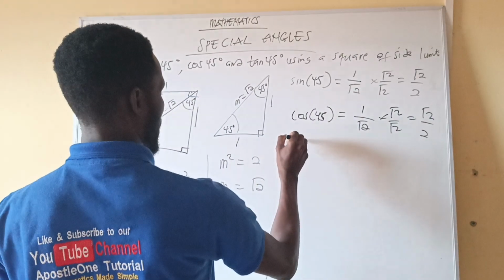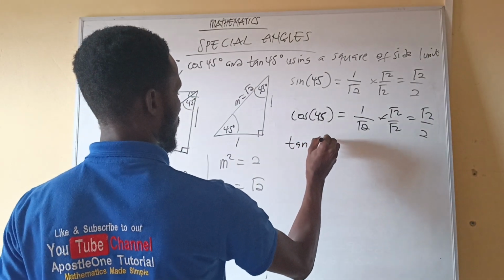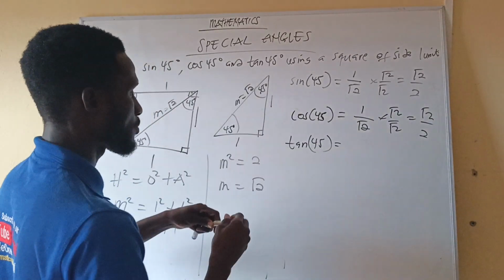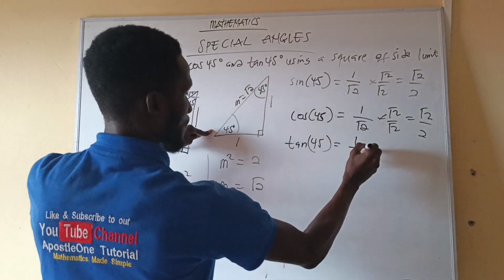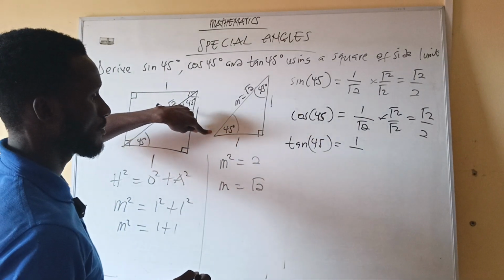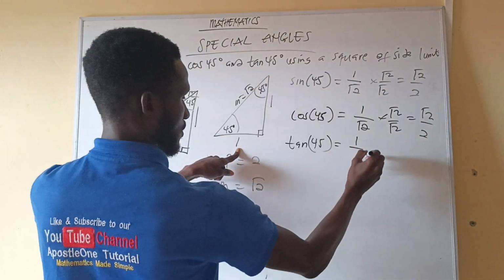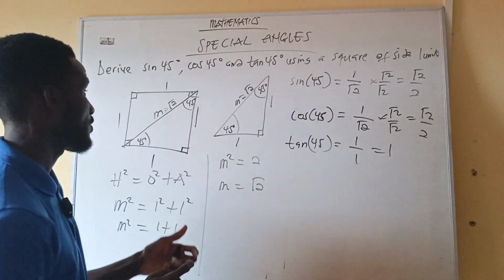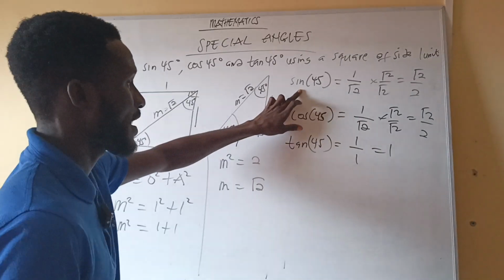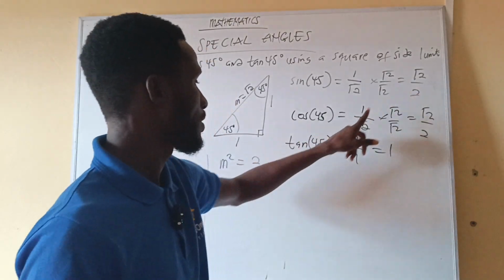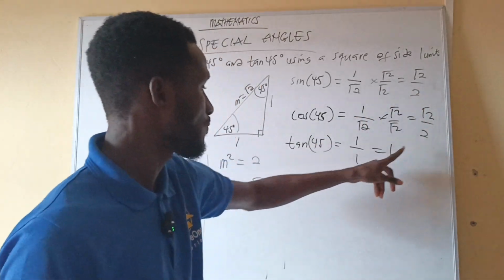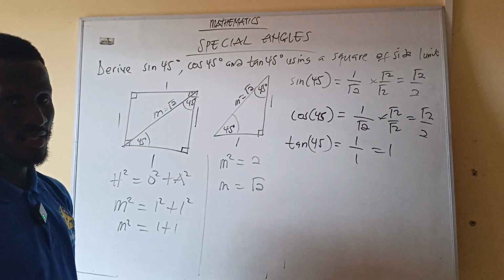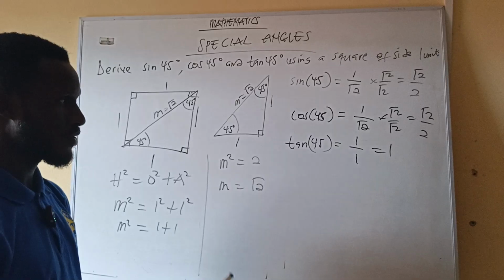Now, the last one, let me talk about tan 45. What is tan? Tan is TOA, opposite 1 over adjacent 1. 1 over 1 is 1. So this one is so simple. It means that sine 45 is the same as root 2 over 2, cos 45 is the same as root 2 over 2, and tan 45 is 1. You see how simple it is? Yes, it's very, very simple.